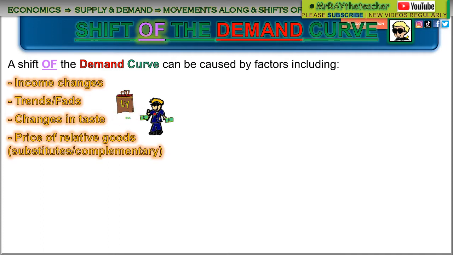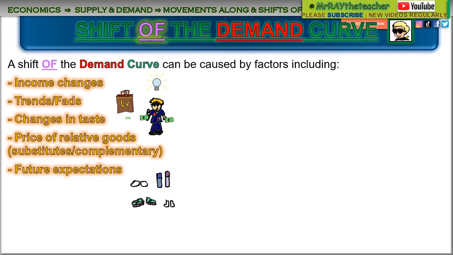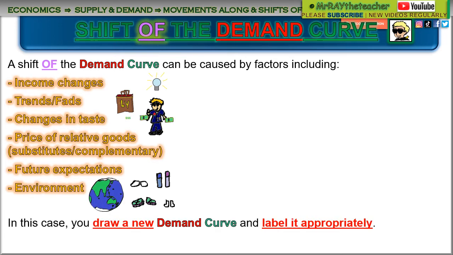The price of related goods, so substitutes and complementary goods. So for example, here you go. Are you going to get the cheaper shoes or the more expensive shoes? Maybe your socks, maybe some shoe cleaner and some water repellent. And future expectations. Ooh, I got an idea. And of course, the environment, Mother Earth.